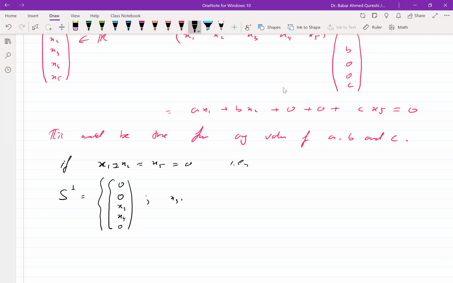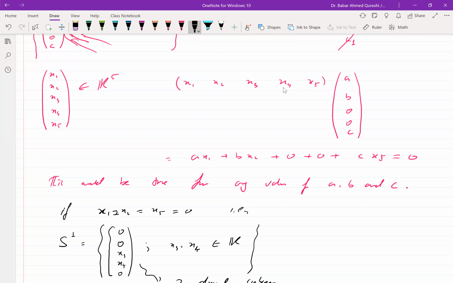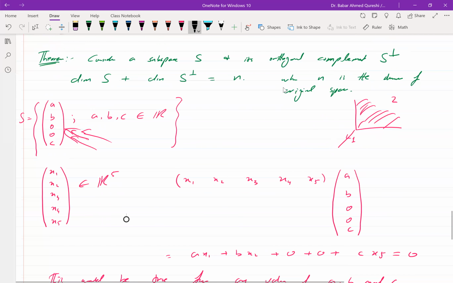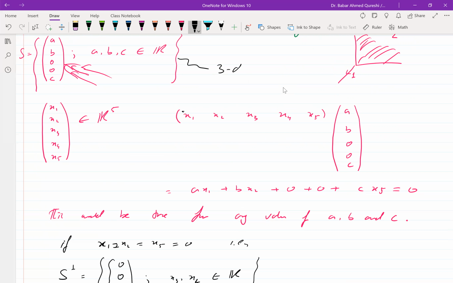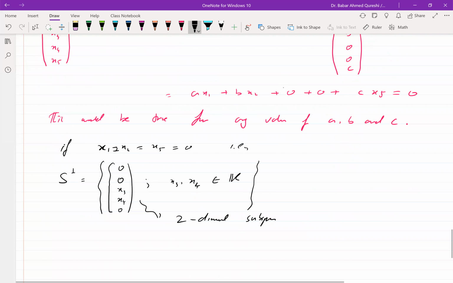Where x3 and x4 are arbitrary. So this is obviously a two-dimensional subspace, and the starting space was a three-dimensional subspace. So again, 3 plus 2 is 5, which is the dimension of the original space whose subspaces these are, and where you have defined your scalar product.